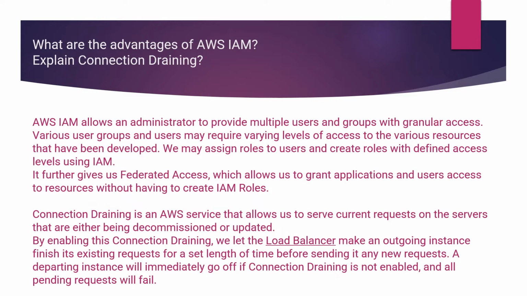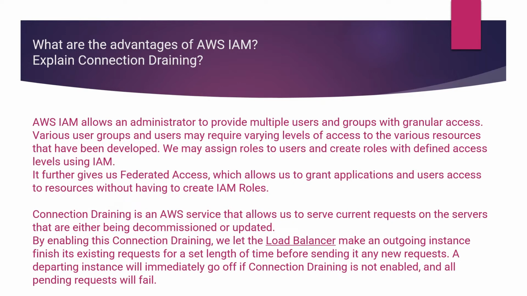49. Explain what T2 instances are. The T2 instances are intended to give the ability to burst to a higher performance whenever the workload demands it and also provide a moderate baseline performance to the CPU. The T2 instances are general-purpose instance types and are low in cost as well. They are usually used wherever workloads do not consistently or often use the CPU. 50. What are the advantages of AWS IAM?